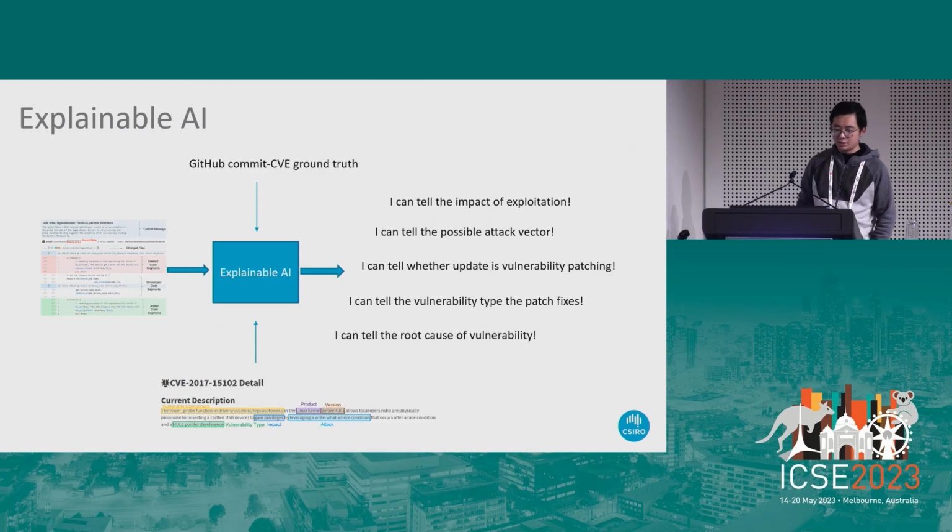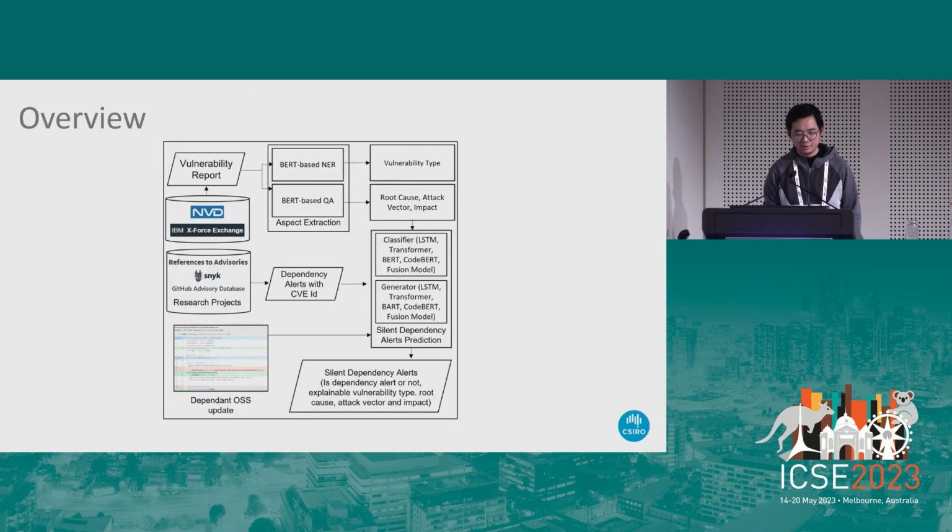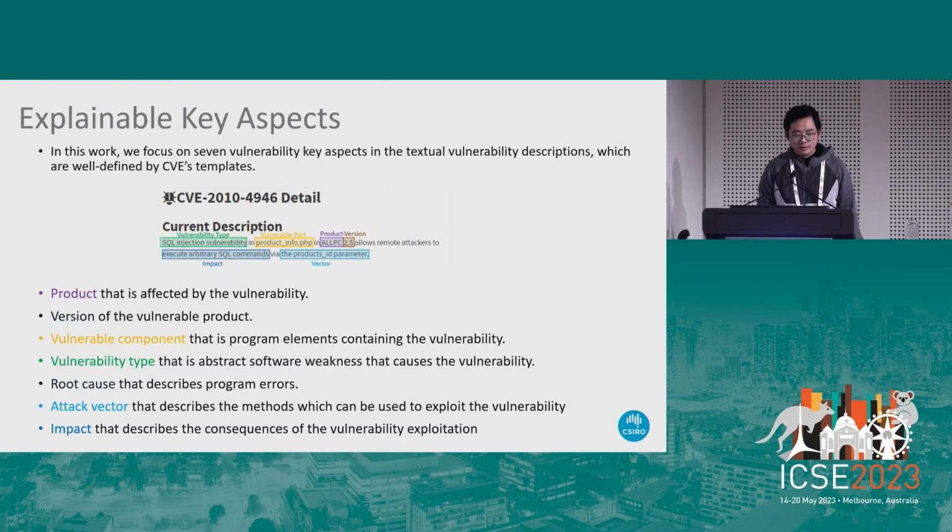Noticing the needs, we want to combine the explainable information with traditional binary detectors to give more information to the downstream users. Here's the overview. We collect explainable information from NVD and IBM X-Force and use extraction methods like named entity recognition to extract the vulnerability key information, which we call key aspects, and use an encoder-decoder model to generate them. Here we focus on 7 key aspects as explainable information: the product, the vulnerable version, the vulnerable components, vulnerability type, root cause, attack vector, and the impact. They are proposed by security experts and widely adopted by different platforms, and you can find their definitions in the MITRE CVE template.